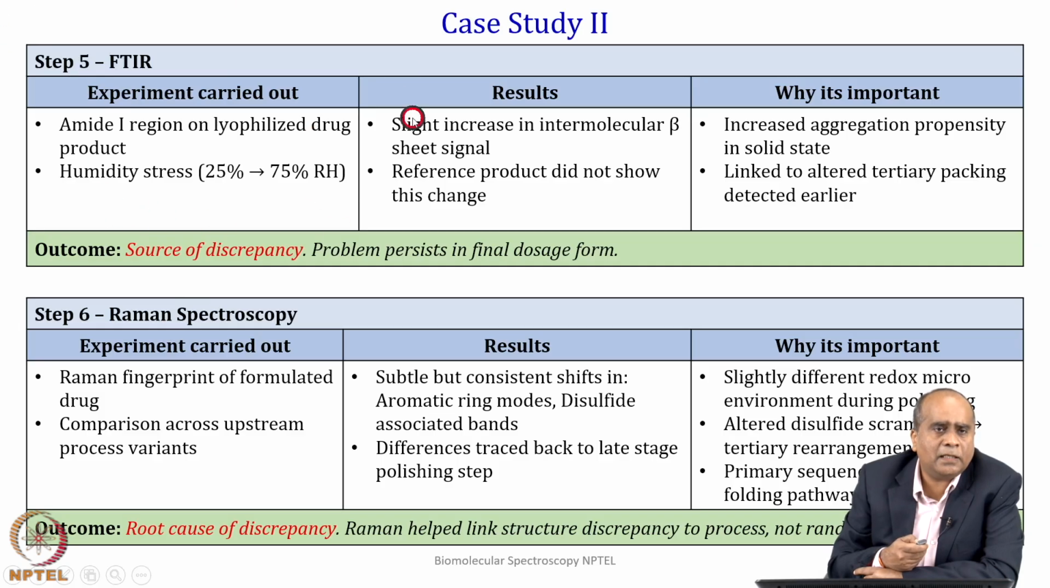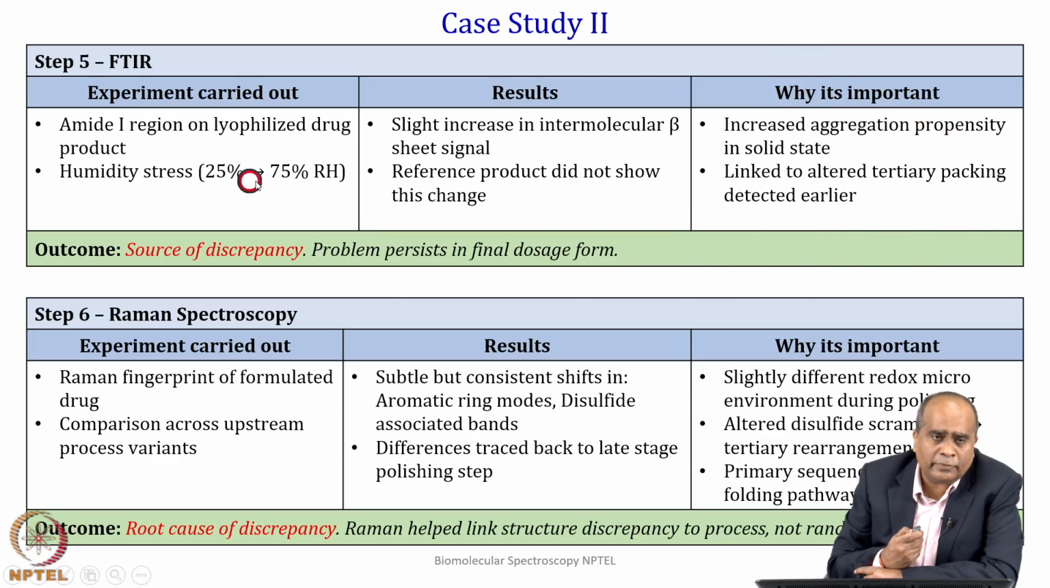Here we read the amide I region in a lyophilized sample. If it is not stable, we can check whether lyophilization keeps it stable, or give humidity stress from 25% to 75%. What we found is a slight increase in intermolecular beta sheet signal, and the reference product did not show any change. Even under humidity conditions, RLD is not changing, but your biosimilar is changing. That says increased aggregation propensity is happening in the biosimilar in solid state, and that could link to the altered tertiary structure packing.